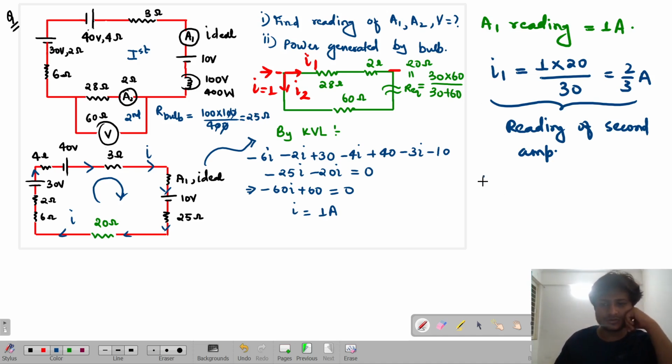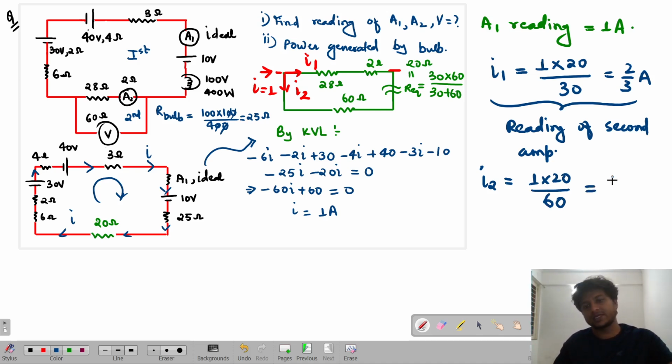Similarly, I2 will be what? Current is 60. R equivalent is once again 20, divided by 60. Yes? Basically, I am getting 1 by 2 amps, isn't it? So net, if I know my I2, then I know my voltage drop here or not.